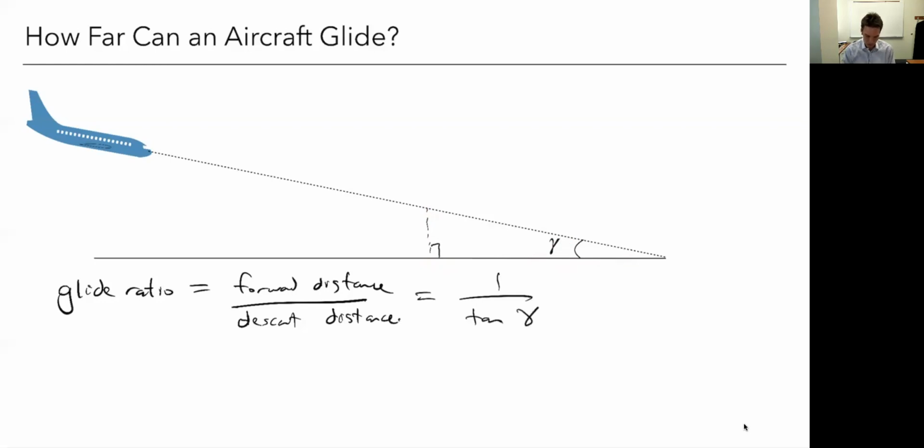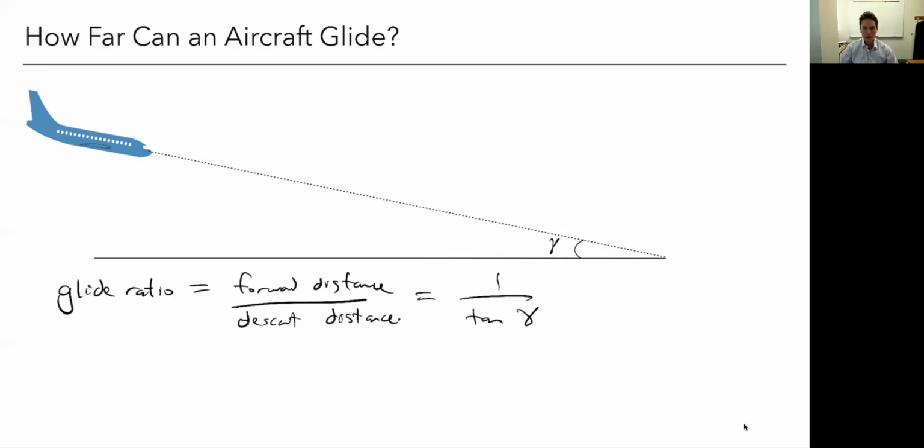So it's forward distance, how far I go forward relative to how much I descend, right? Because we're assuming we're descending on this constant glide path angle. Just descending, constant angle all the way down. So I should draw this the way you're looking at it. All right, so just 1 over tangent of gamma.